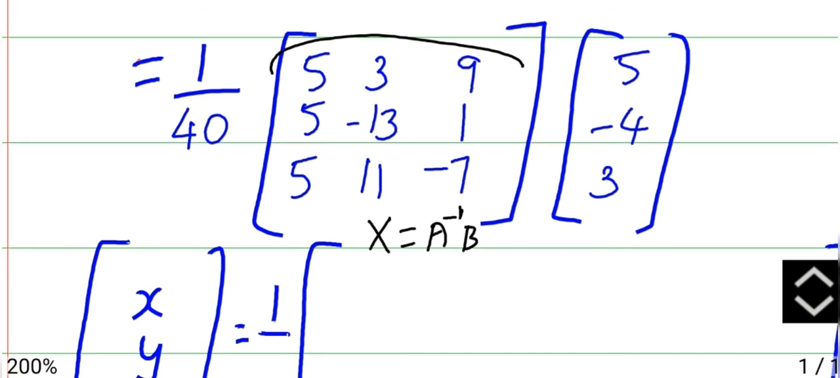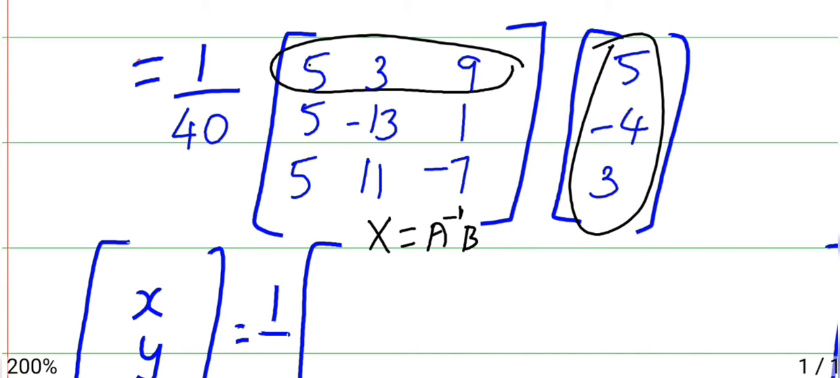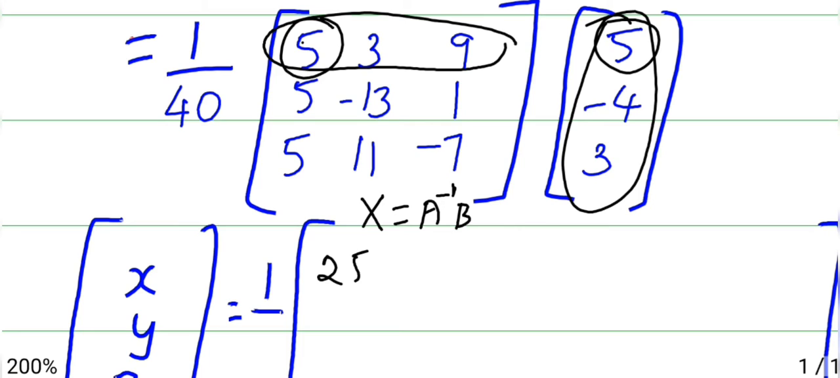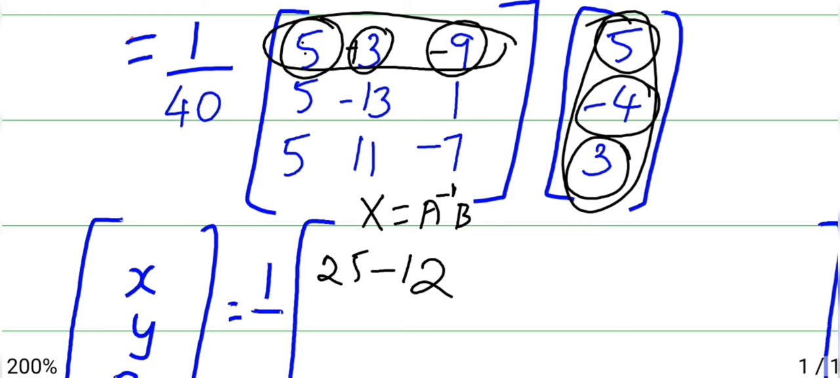To do this multiplication, you will take the first row and multiply with the column. That is 5 5s are 25, first element with first element. Then plus into minus is minus, 3 4s are 12, second term with second term. Then third term multiplied with third term, plus into plus is plus, 9 3s are 27.